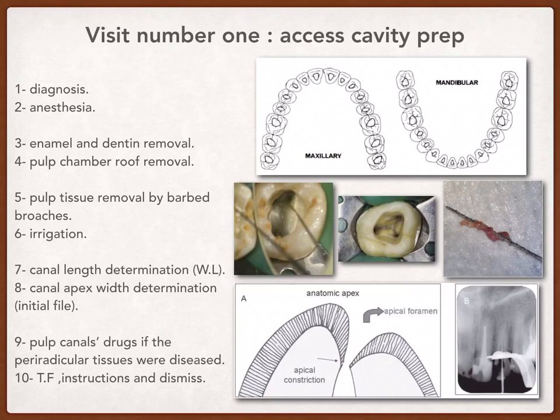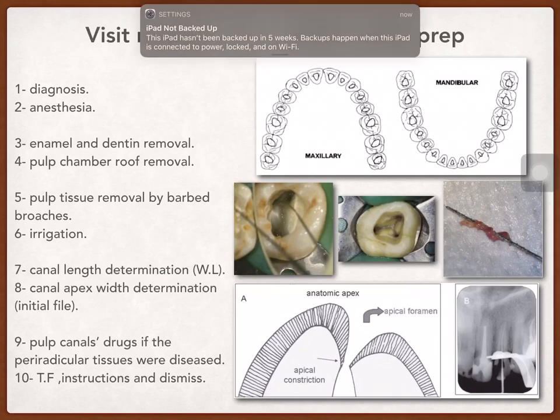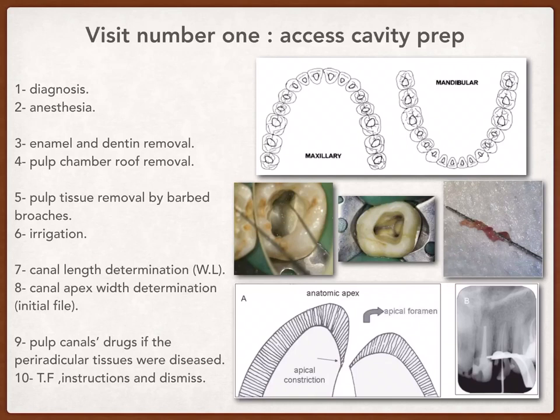Okay guys, after that the root canals should be filled with a medicament if the periradicular tissues were diseased, if we have an abscess, if we have pus in the root canal system or periradicularly, if the patient has pain on percussion or there's a periradicular lesion, the root canal system must be filled with a medicament so that the periradicular tissues can heal properly.